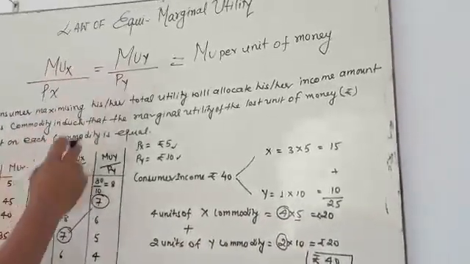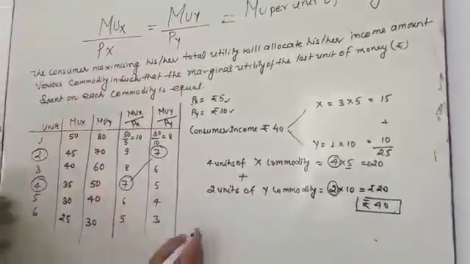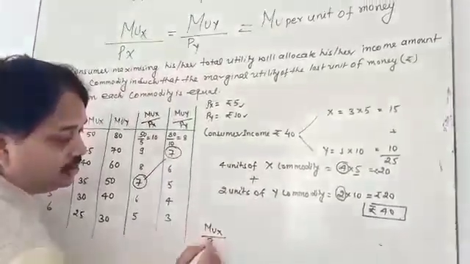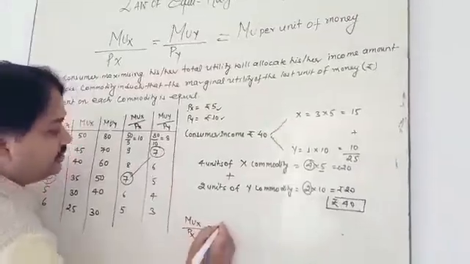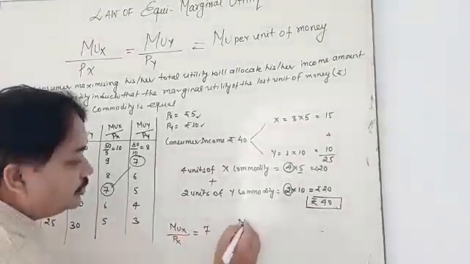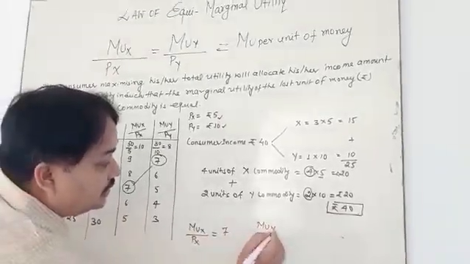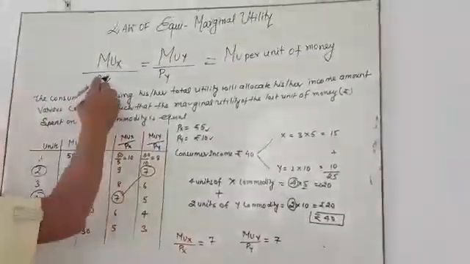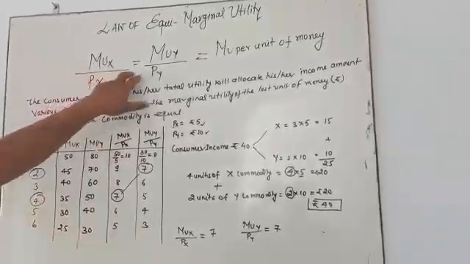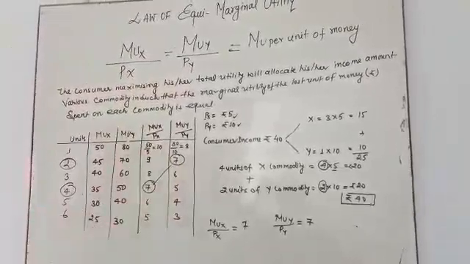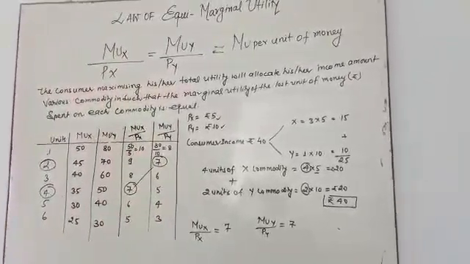MUX is equal to PX. You can see here MUX upon PX is 7, and MUY upon PY is also 7. So according to this law, both will be equal. In this situation, MUX upon PX is equal to MUY upon PY. Okay, it is our law.